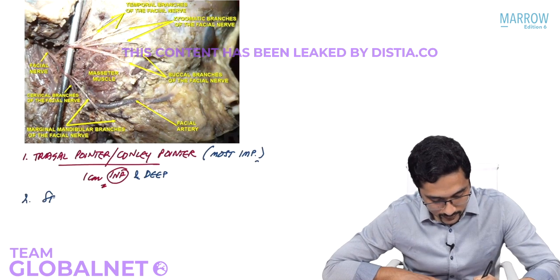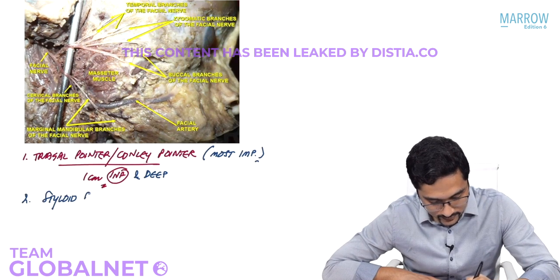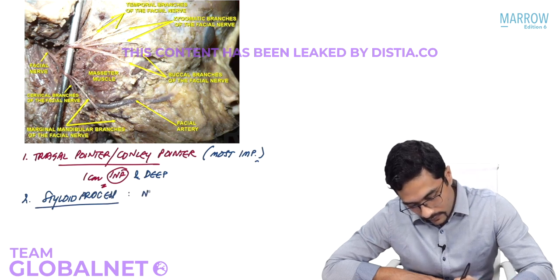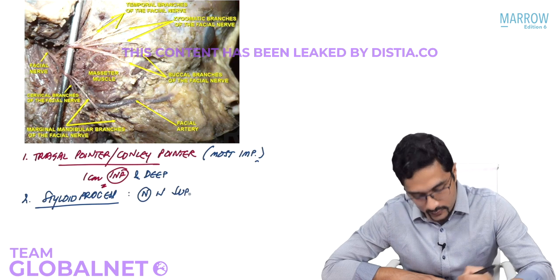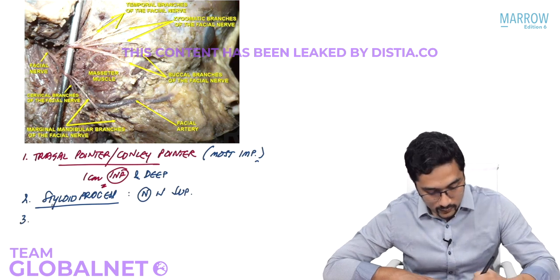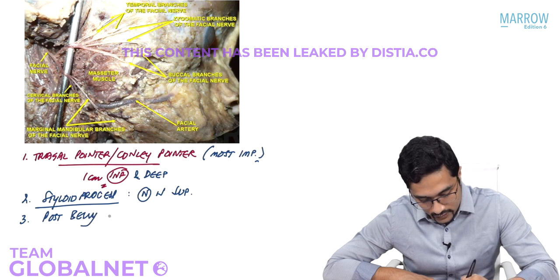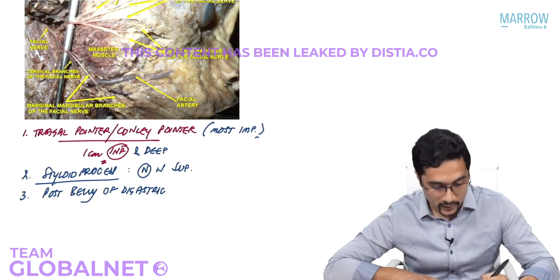You have the styloid process. The nerve is superficial to the styloid process. You have the posterior belly of digastric. The posterior belly of digastric also can point towards the facial nerve trunk.